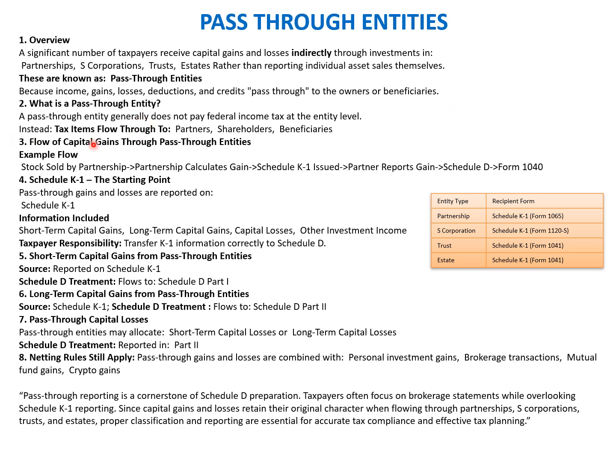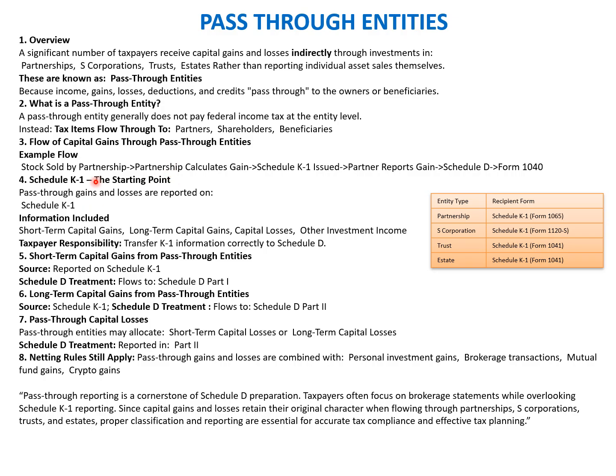What is a pass-through entity? It generally does not pay federal income tax at the entity level. Instead, tax items flow through to partners, shareholders, and beneficiaries. The entities are partnerships, S corporations, trusts, and estates. The schedules are Schedule K-1 from Form 1065 for partnerships, Schedule K-1 from Form 1120-S for S corporations, and Schedule K-1 from Form 1041 for trusts and estates.